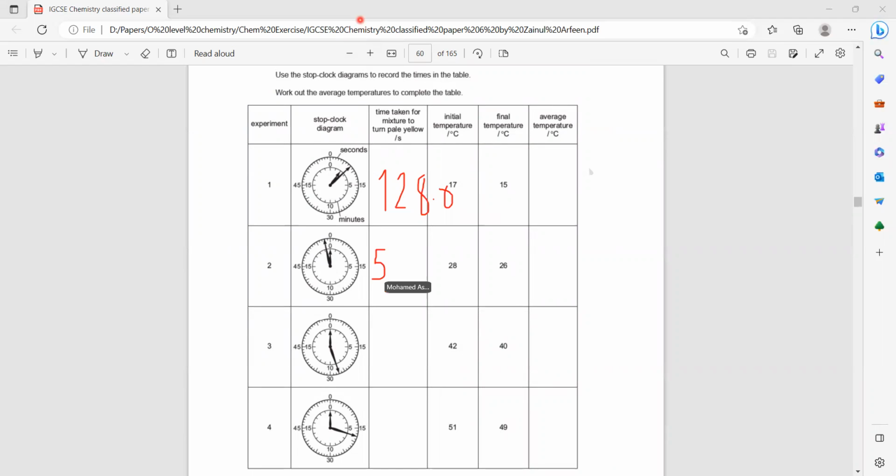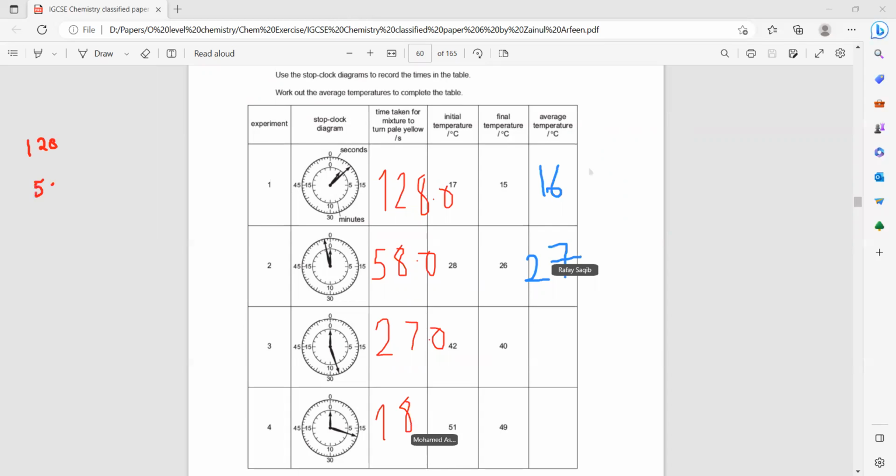and the average temperature. So the first one is 128. The second one is 58. The third one is 27 and the fourth one is 18. And we have 16, 27, 41 as the average temperature, and then 50.